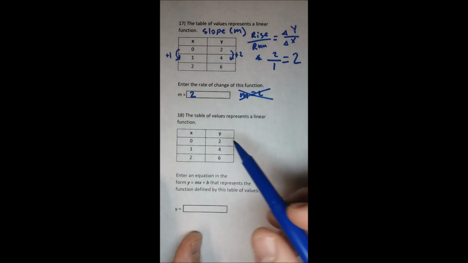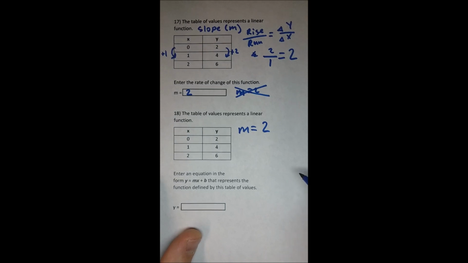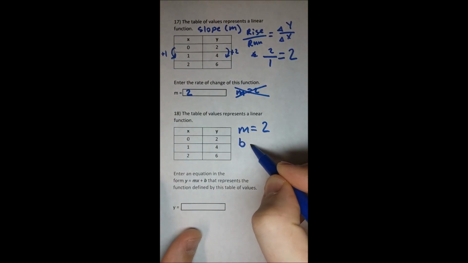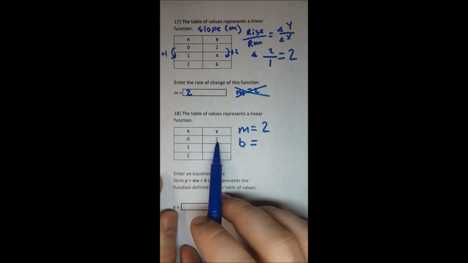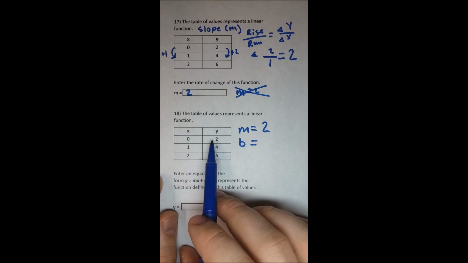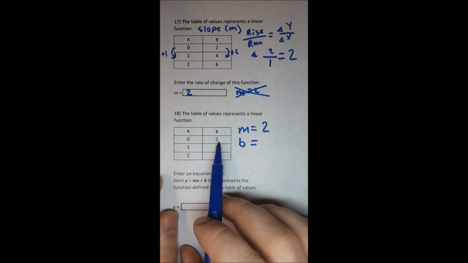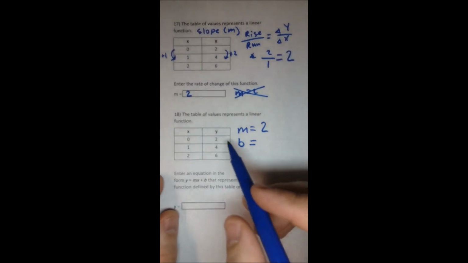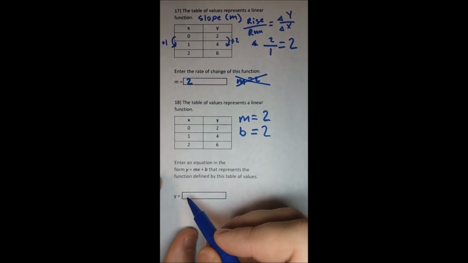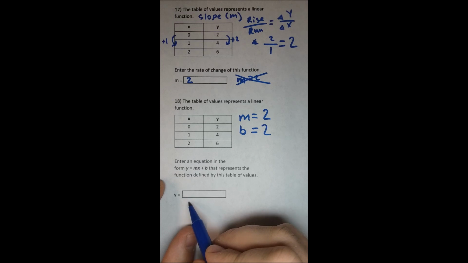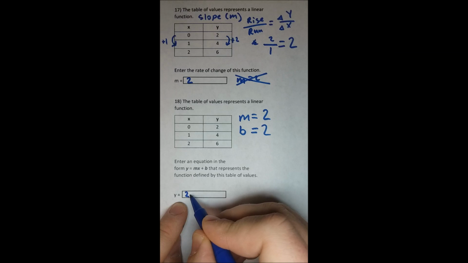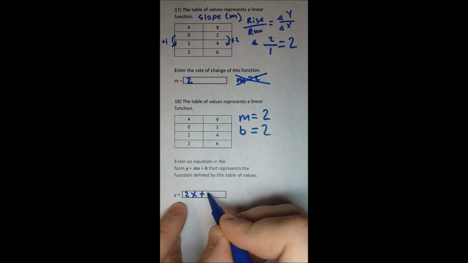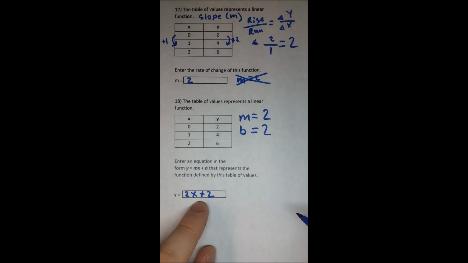So again, we know already that m equals 2. And now we just need the y-intercept, or b. Here's a trick. Every time x is 0, that's going to be your y-intercept. You always look for point 0, comma something. In our case, we got lucky. It's 2, and so b equals 2 as well. So here's what you write down. You don't write down y equals something. Y equals is already pre-written here. So you just write down 2x plus 2. That's all that needs to be in the box.